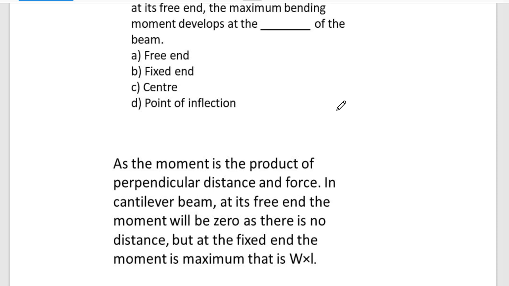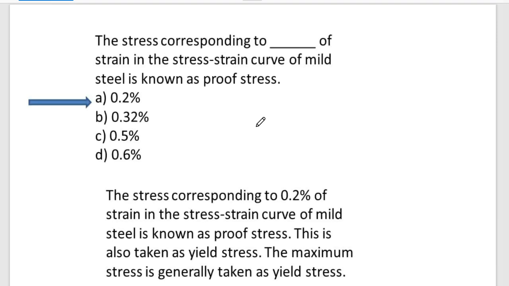So I'm asked for the maximum bending moment in a cantilever. The maximum will be at the fixed end, option B, so that is correct. Next, the stress corresponding to the strain in the stress strain curve of mild steel, the stress strain curve is very important.